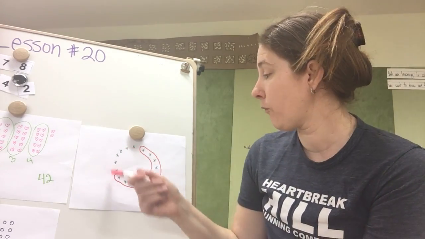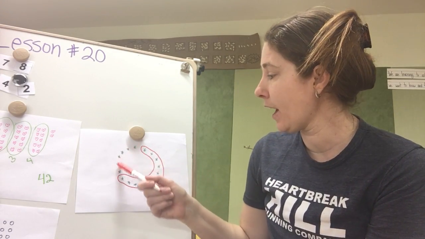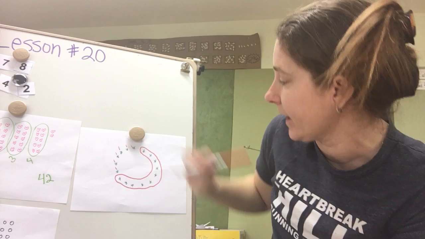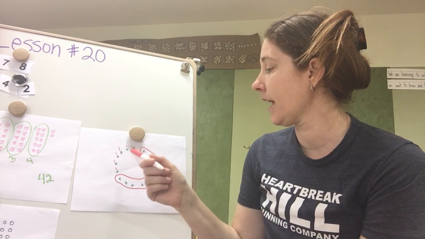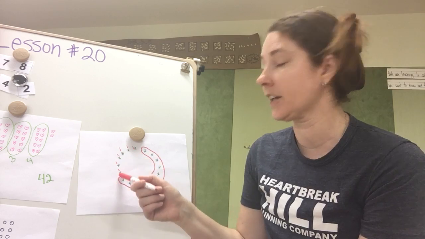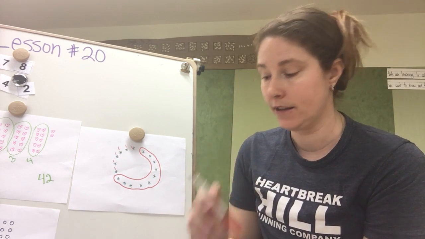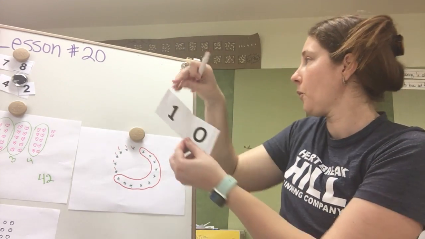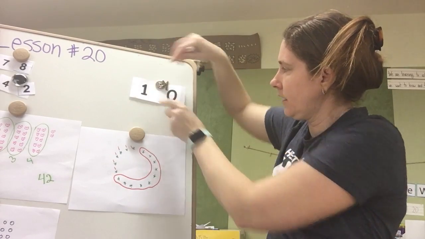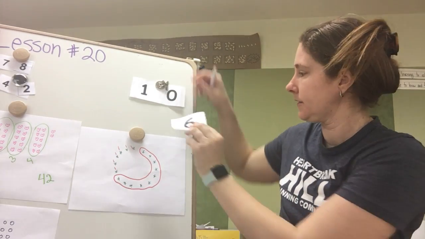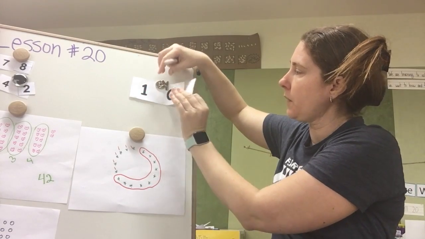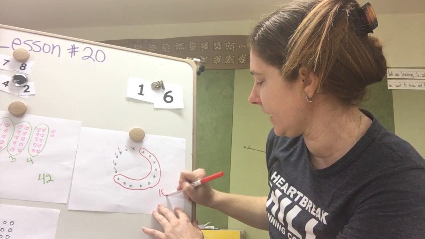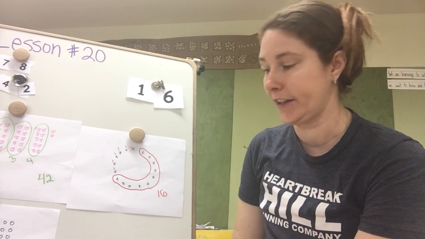Now I can figure out I have 1 ten and how many ones are left over. 1, 2, 3, 4, 5, 6. So I have 1 ten and 6 ones. 1 ten and 6 ones, hide the 0. What do we have? We have 16 in this circular configuration.